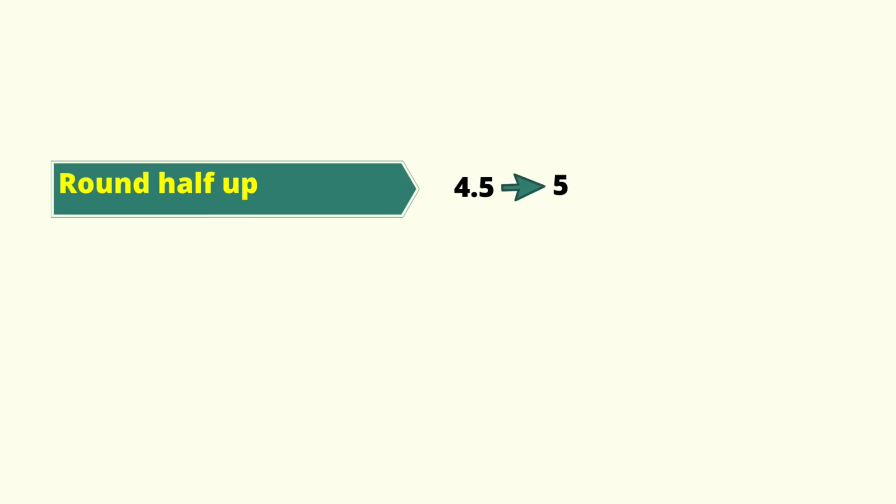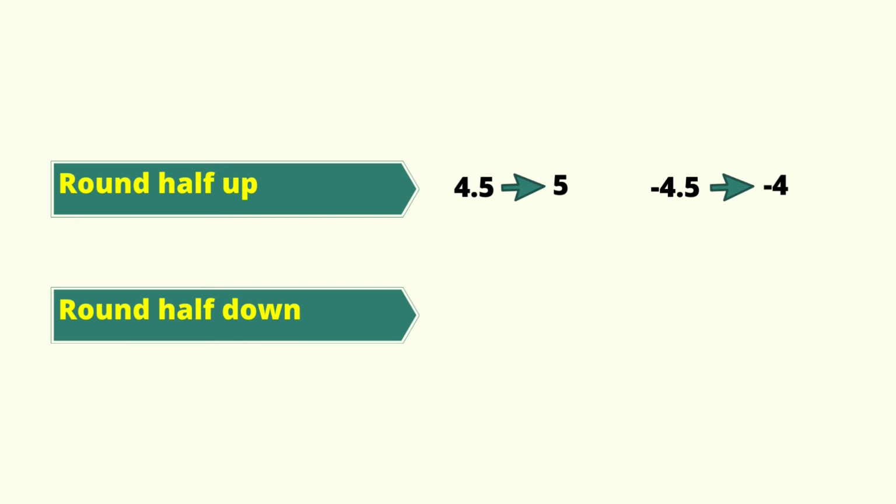Take the number 4.5 for example. 4.5 is perfectly halfway between 4 and 5. Using round half up, 4.5 gets rounded to 5, and negative 4.5 gets rounded to negative 4. Opposite to round half up, there's round half down, where 4.5 gets rounded down to 4, and negative 4.5 gets rounded down to negative 5.